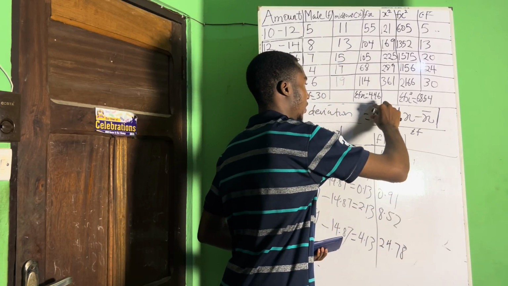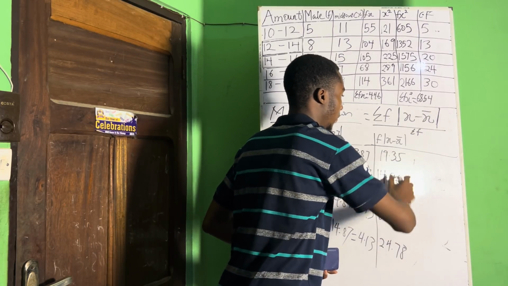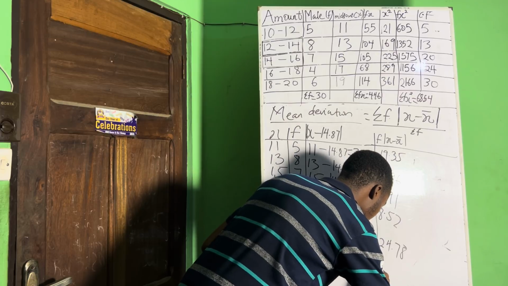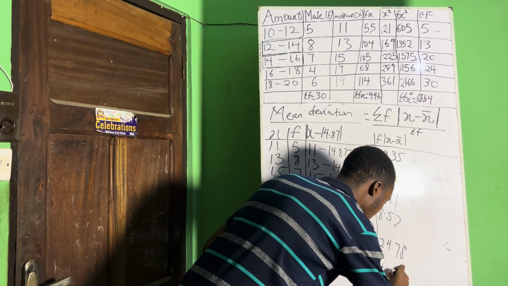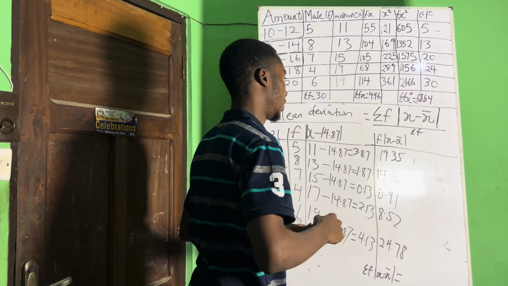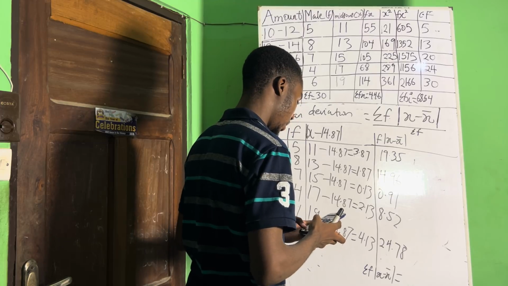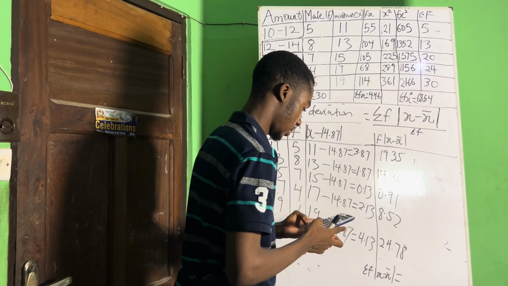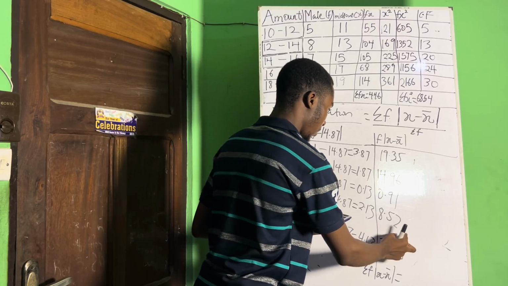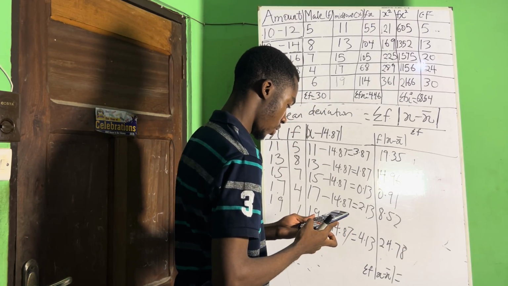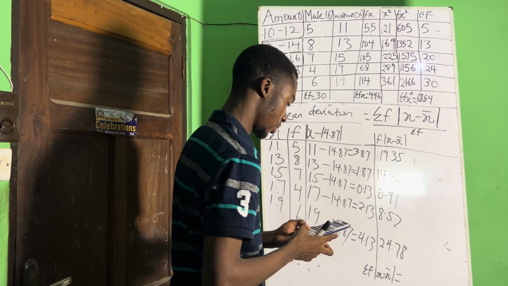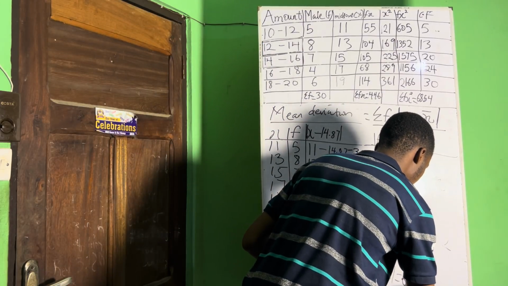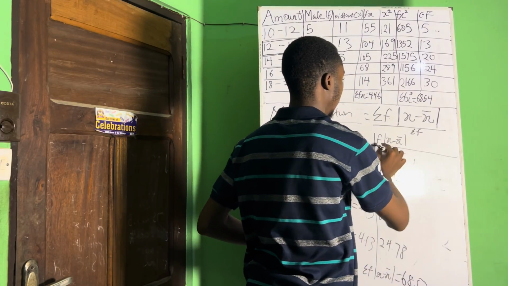I'm getting 24.78. So now the formula says sigma f times the x minus x bar. So it means you have to find the total of this. So sigma f times x minus x bar will be equal to the summation of all this. So we have 19.35 plus 14.96 plus 0.91 plus 8.52 plus 24.78. So when we add all of this, you should get 68.52. So that's for the top, sigma f times x minus x bar.